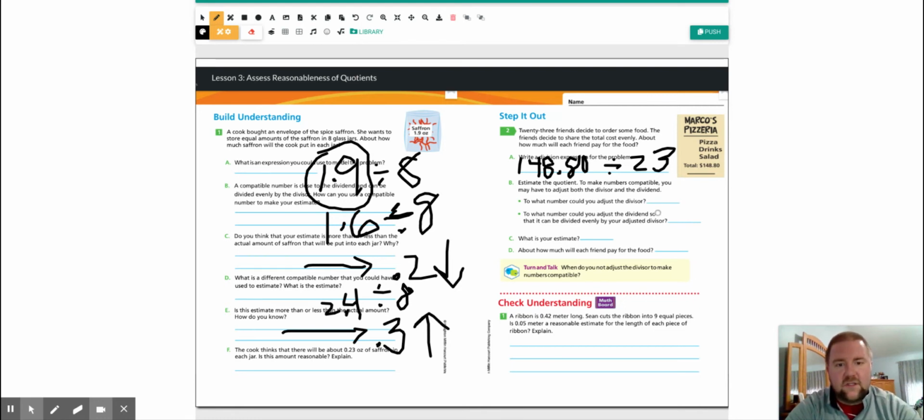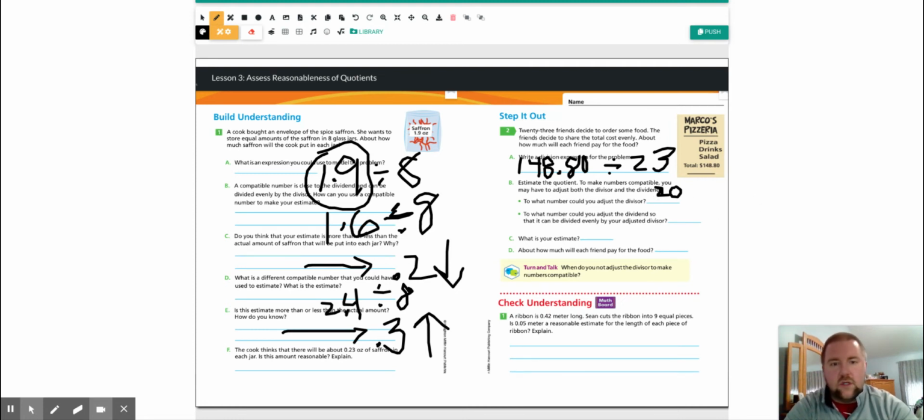Well, the first step that we would like to do for estimating is rounding this divisor. It says to what number could you round the divisor? Well, 23 would round to 20. Okay. Now, when we're looking at 20 and we're talking about estimating and reasonably, we want to now change this number, $148.80.